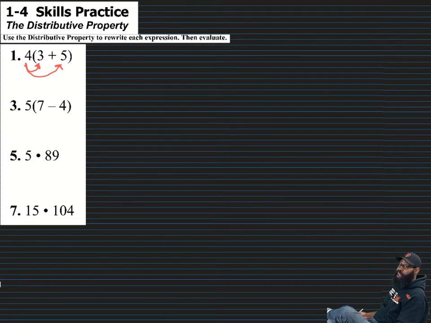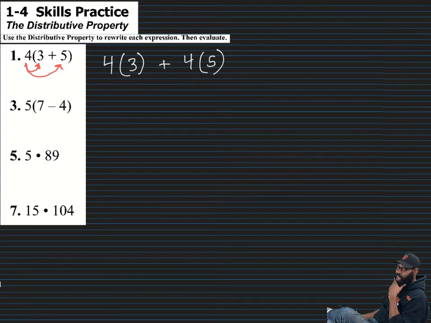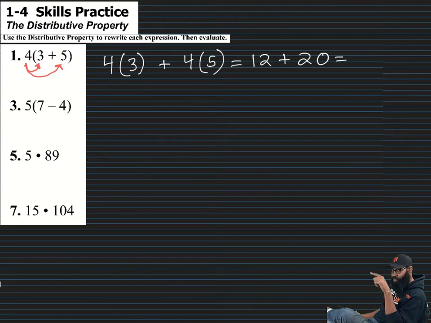4 times 3 and 4 times 5. We are distributing the 4 to what is inside the parentheses. So 4 times 3 would be 12, and 4 times 5 would be 20. So we're distributing over addition, even though the arrows are under. But hey, you'll see me go over later. But 32, because 12 plus 20.